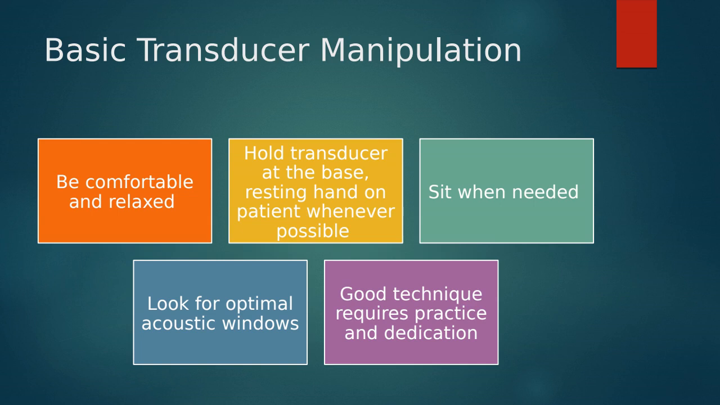Basic transducer manipulation. Make sure you are comfortable and relaxed. We don't want to be gripping the transducer with all of our might. We want to make sure that we are in a situation that is allowing us to think freely. So you're comfortable, you're relaxed, you're holding the transducer at the base, and you're resting your hand and your arm on your patient whenever possible. That's going to help you stay relaxed and be comfortable.